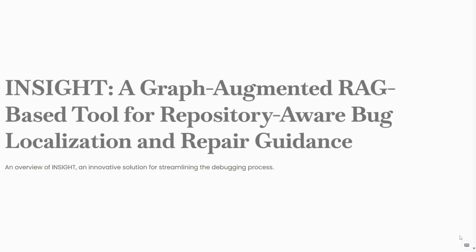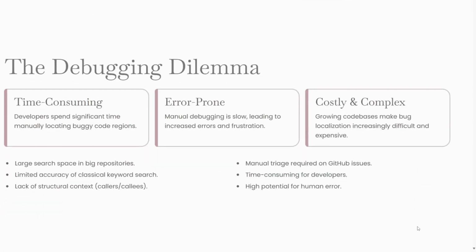Welcome to the toolroom of Insight, a graph-augmented RAG-based tool that helps developers automatically localize bugs and get repair guidance within their repositories. Debugging large repositories is a slow and tiring process. Developers manually search through many files and rely on keyword search that often misses the right code. This makes issue triage and bug localization error-prone and costly.